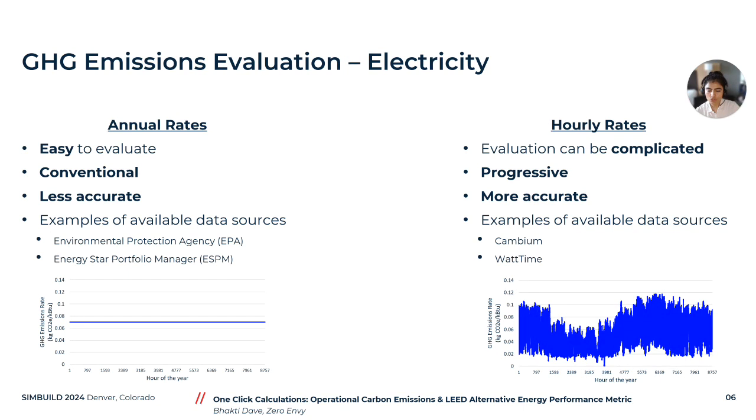Evaluation of greenhouse gas emissions from electricity can be done either using annual rates or hourly rates. Use of annual rates from sources like EPA or Energy Star Portfolio Manager is more common, even though they are known to be less accurate. This is because they make calculations quicker and easier. On the contrary, use of hourly rates from sources like NREL's Cambium or WattTime, despite being known to be more accurate, isn't as common. That's because of the inherent complexity involved in its evaluation.